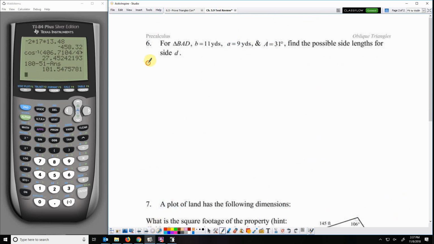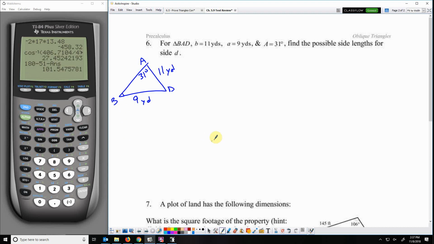All right, for triangle BAD, side B is 11 yards. Side A is 9 yards, and angle A is 31 degrees. Find everything that's missing. Now in this case, I do not have side, side, side. I do not have side, angle, side. So I'm going to be stuck using the law of sines to find this angle measure.